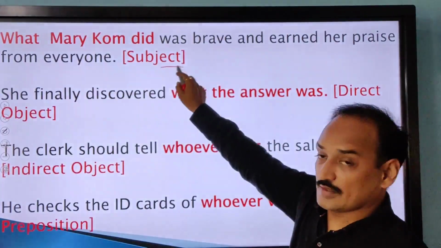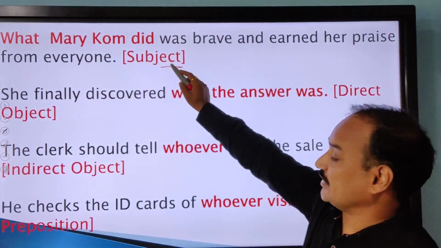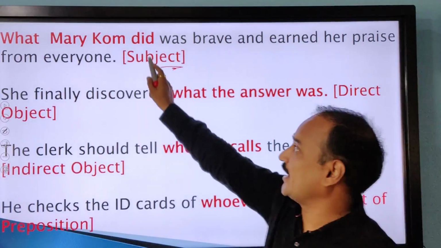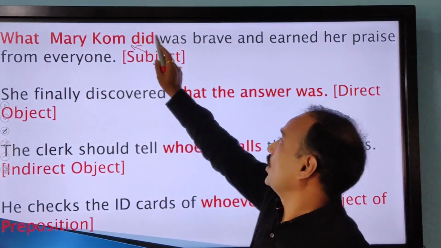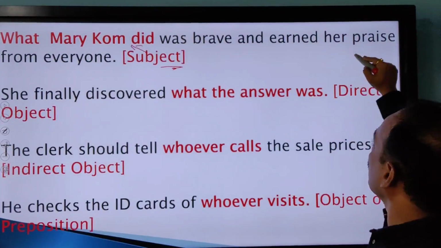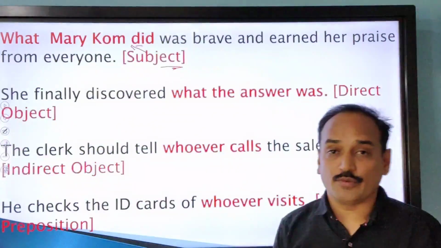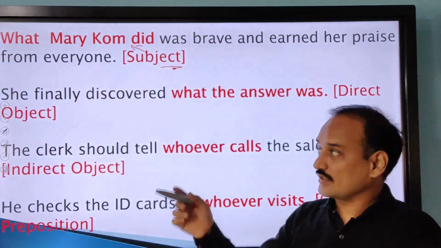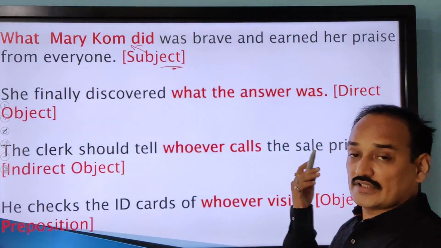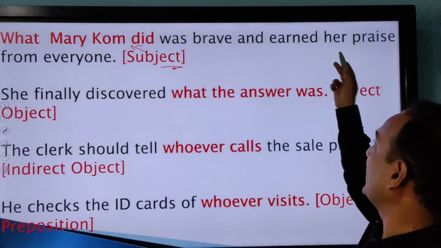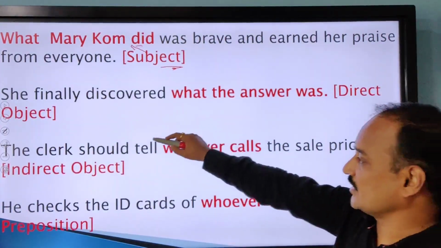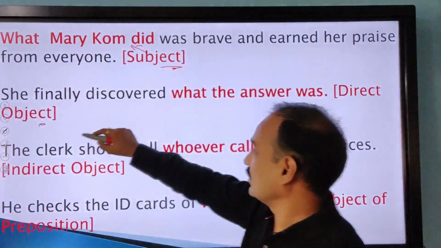Here it is used as a subject. What Mary Kom did is a dependent clause, a subclause. It is working as a subject. "Was brave and earned her praise from everyone." What Mary Kom did is one subject, and then it is telling about that subject that it was brave and earned her praise from everyone. In this sentence, it is used as an object.